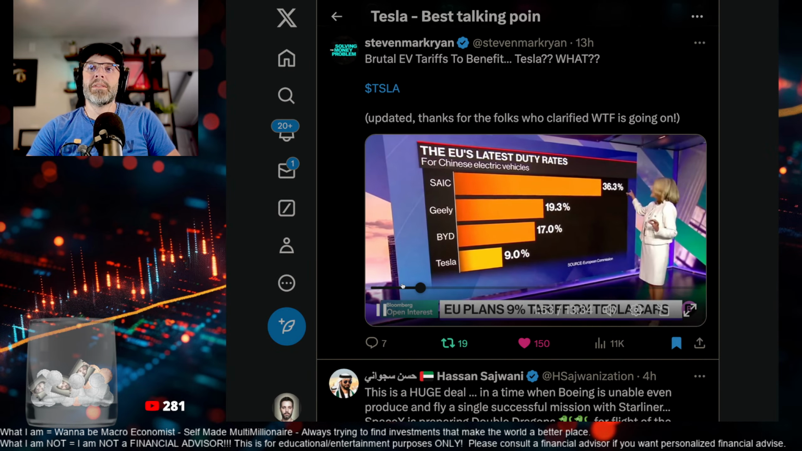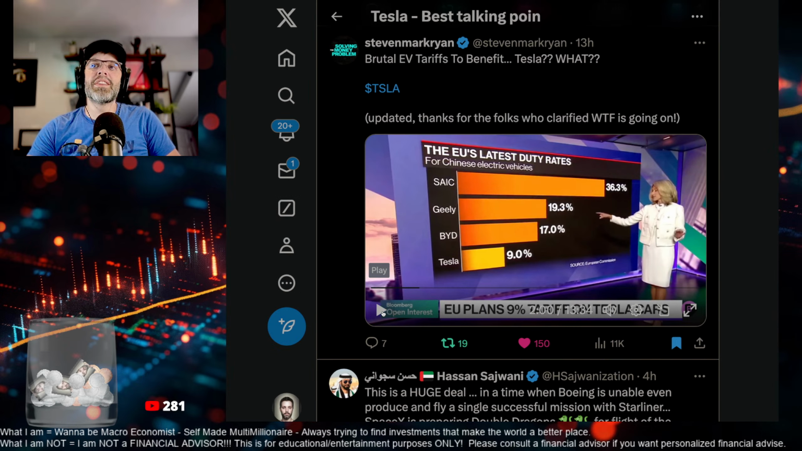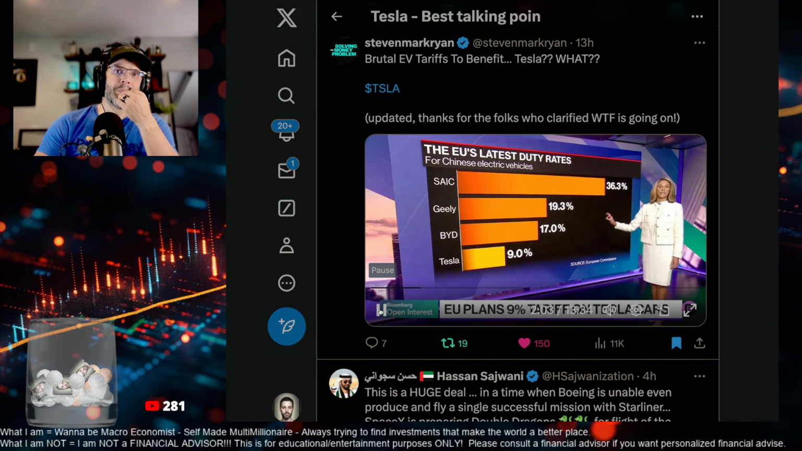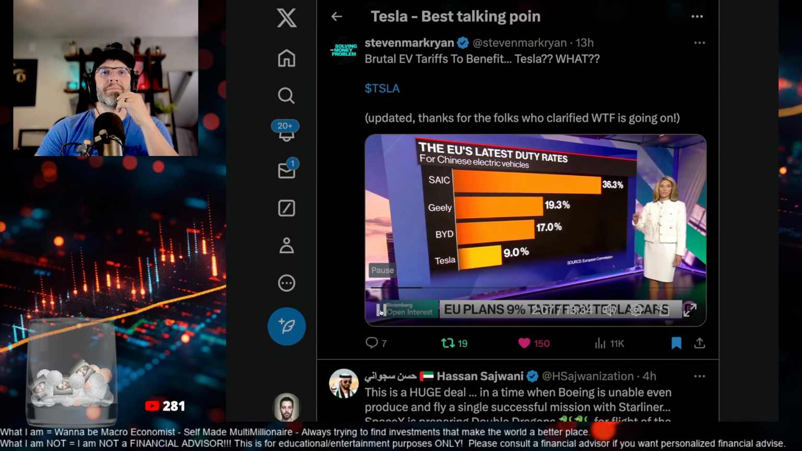So for SAIC, they're proposing a 36.3% tariff. Geely, almost 20%. Build Your Dreams, 17%. Yeah, so look at the reality of that. Only 9% for Tesla. And there's Tesla, 9%. Now, what's interesting here is right now, China's about 20% of their production value. But if we go into the Bloomberg terminal.